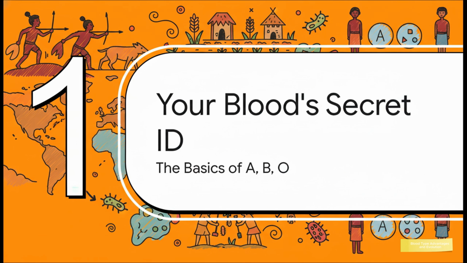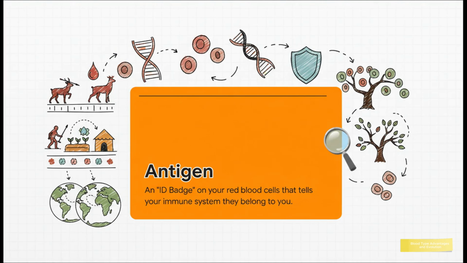What actually makes your blood type A or B or O? Well, it all comes down to a tiny little identifier on your red blood cells. So, picture this. On every single one of your red blood cells, there's a little ID badge called an antigen. These are just molecules that tell your immune system, hey, I belong here. If your cells have the A antigen, you're type A. If they have the B antigen, you're type B. Got both? You're AB. And if you've got neither, you're type O. Sounds simple enough, right? But hold on, because that's only half the story.